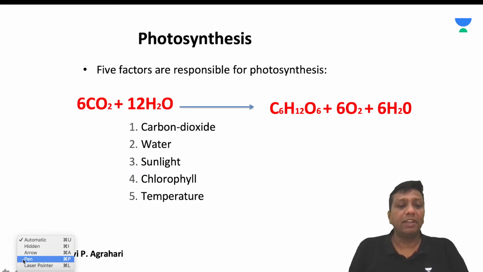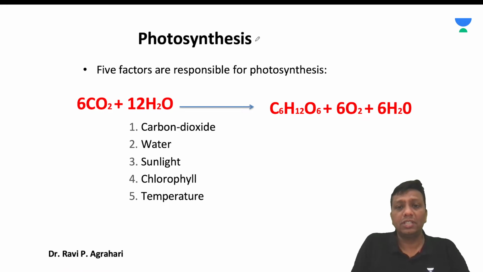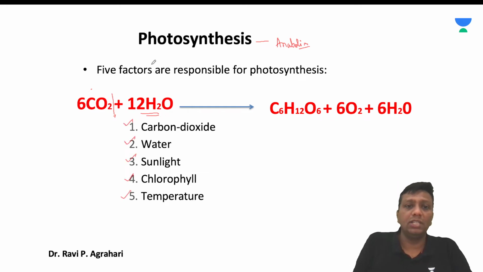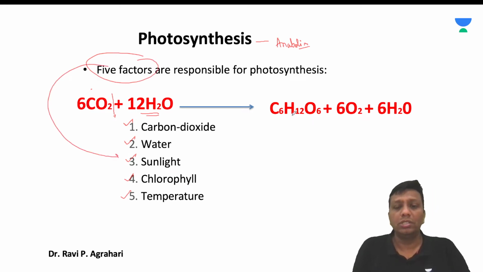Photosynthesis I brought here, guys. Five factors are responsible for photosynthesis, and photosynthesis is an anabolic process. Here the food is synthesized in the presence of sunlight. The plant takes in CO2 from the atmosphere, and from the soil it takes water molecules. In the presence of carbon dioxide, water, sunlight, chlorophyll and temperature, these being the 5 factors, the plant does photosynthesis, synthesizes glucose, releases O2 and leaves 6 molecules of water.